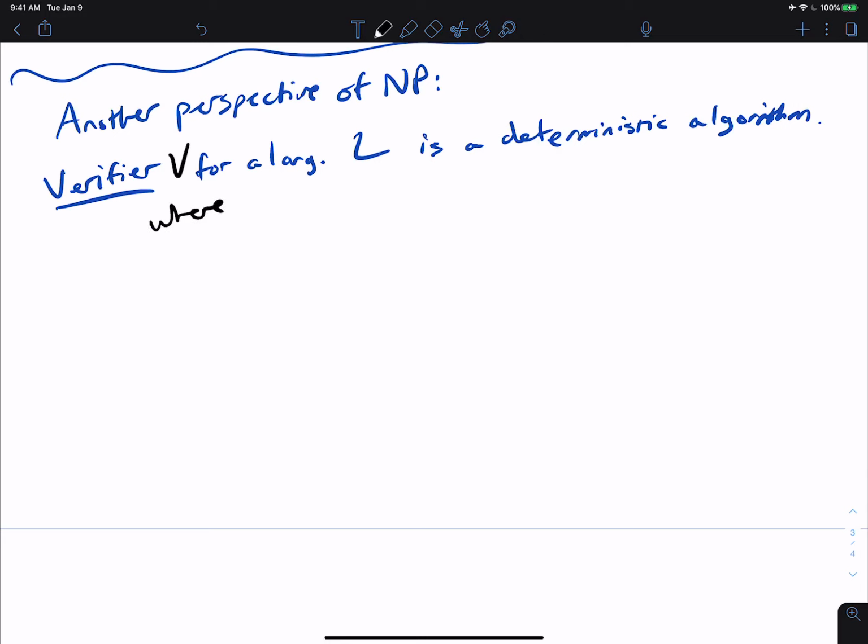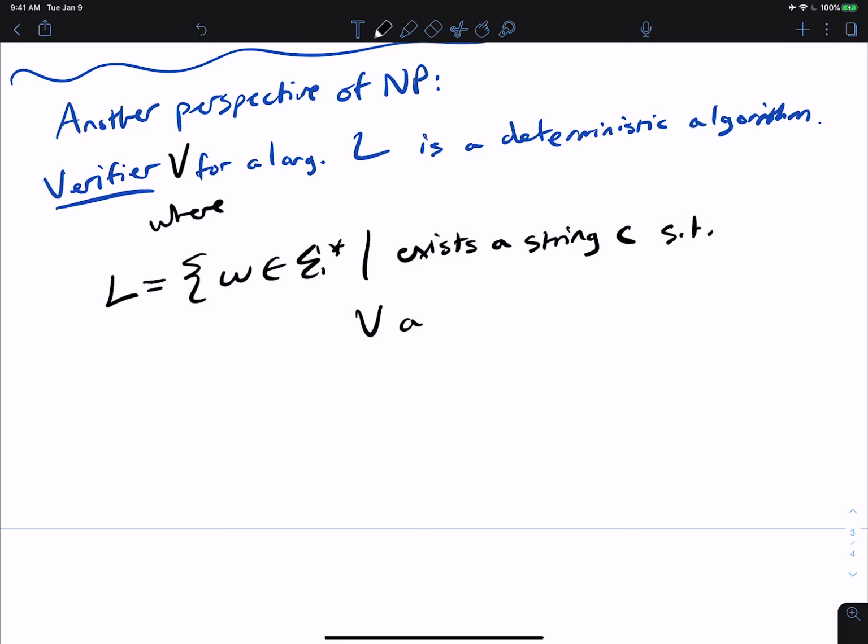If we can define the language L in a different way as the set of all strings in sigma star such that there exists a string C such that V accepts the pair W, C together, then we say that V is a verifier. So what is this C string? This thing is called the certificate.